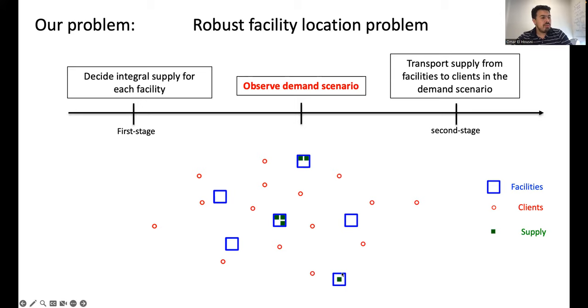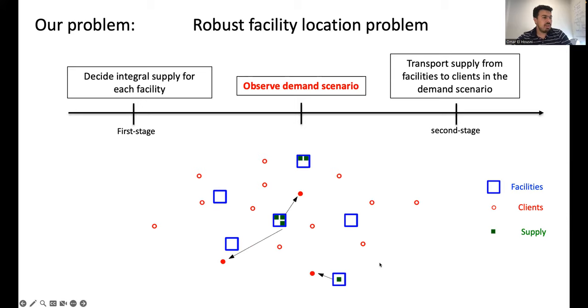So let's say this is the optimal first stage decision. This is what I have to do. Which means I didn't put anything on the others, which means I didn't even open those facilities. And then in the second stage, I observe the demand scenario. So let's say the demand scenario is these three clients. So I have to satisfy them.